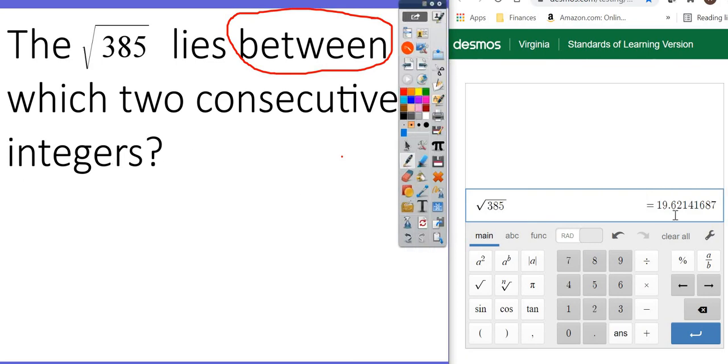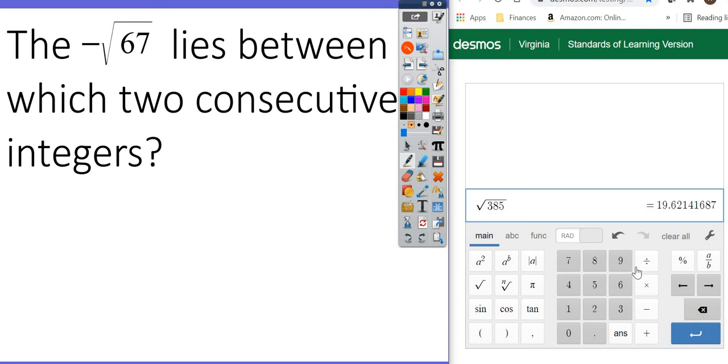Well, let's come over here and look at our answer. Do you see how it starts with a 19? That means 19 is going to be your first number. Then you just count. 18, 19, what comes next? 20. So that means 19.621 is somewhere in here. So 19 and 20 are your answers. Very good.